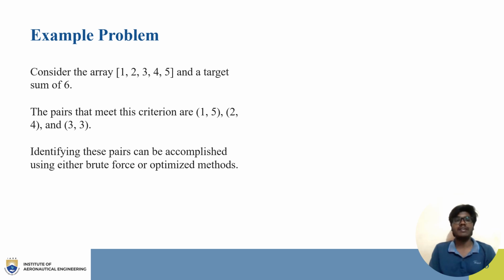Example problem. Consider the array 1, 2, 3, 4, 5, and the target is 6. The pairs that meet this criterion are 1 and 5, 2 and 4, and 3 and 3. Identifying these pairs can be accomplished using either the brute force approach or optimized methods. Here we have an array containing the elements 1, 2, 3, 4, and 5, and the pairs that meet this criterion are (1, 5), (2, 4), and (3, 3) respectively.